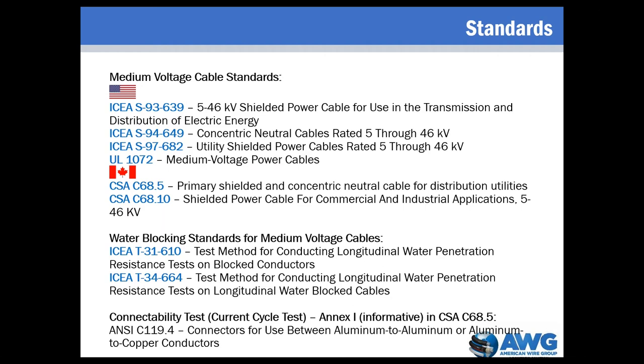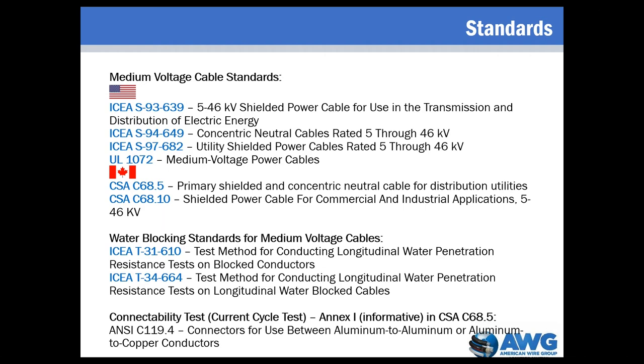In Canada, there are two Canadian Standards Association, or CSA, standards for medium voltage cables. CSA C68.5 is for utility applications, while CSA C68.10 is for commercial and industrial applications, which may fall under Canadian Electrical Code or CE code.